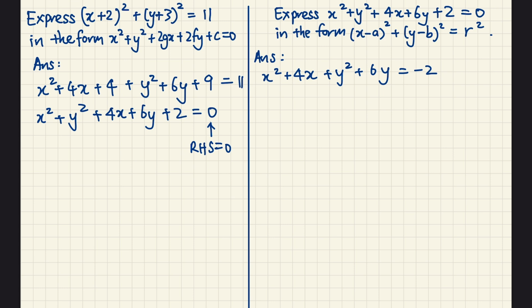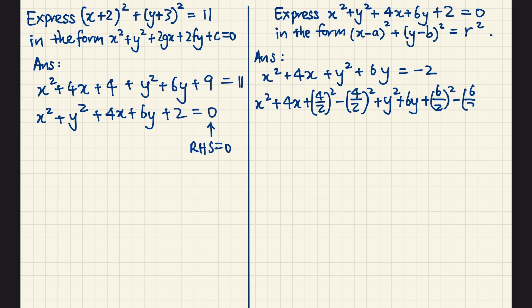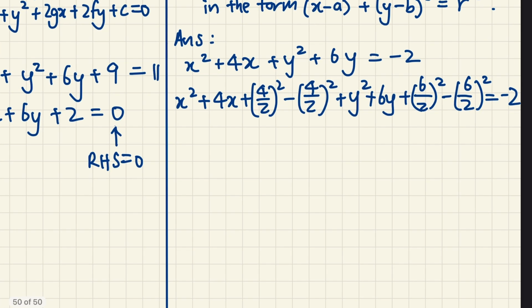Next, I will proceed with completing the square. I will complete the square for both of these terms, and so we will have x squared plus 4x plus (4/2) squared minus (4/2) squared, then plus y squared plus 6y plus (6/2) squared minus (6/2) squared equals -2.